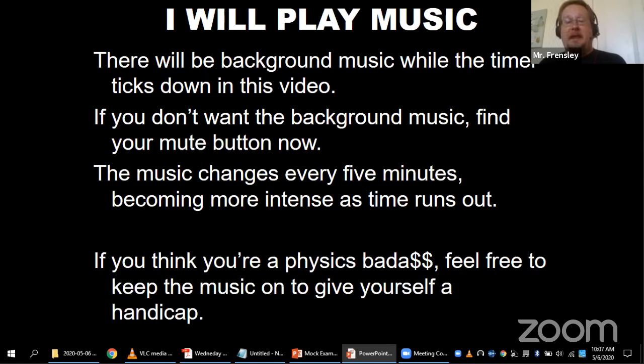If you think that you're a boss at physics, then you can keep the music on to give yourself like a little handicap, right? If you're going to go in, you're like, hey, I'm going to get every single part of this right. If you're a physics teacher who's doing this right along with you, I think you should keep the music on as your handicap. And I'm talking to you, Mr. Twin of Carrot Top, who's out there. You know who I'm talking about. Okay, so there you go.